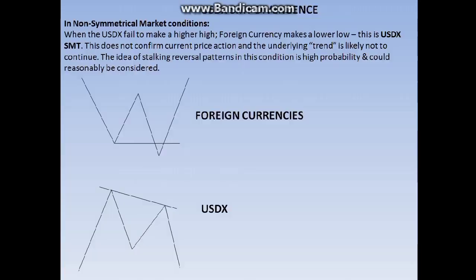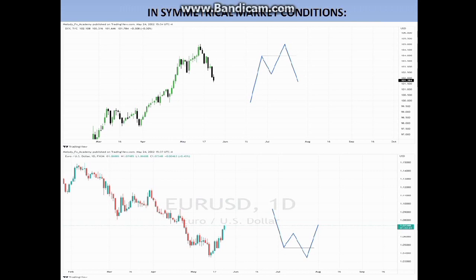Okay, so now what I wanted to draw our attention to is that currently we have a market that made a higher high and at the same time made a lower low. Although the market is currently bullish on the dollar index, as you can see, we are currently in a symmetrical market condition. So the probability of this underlying trend continuing up is still very high, and the probability of this being a reversal pattern for the dollar to be bearish is very low.